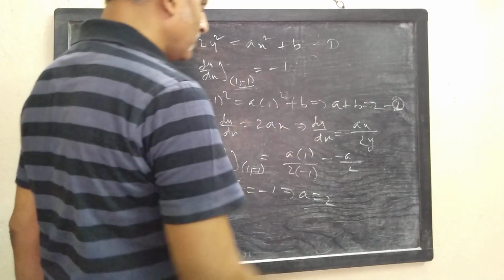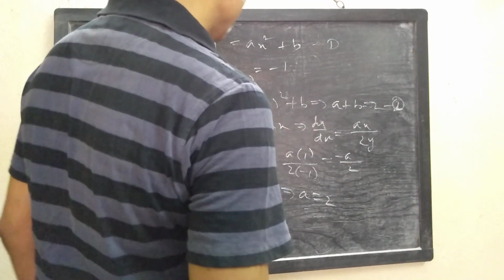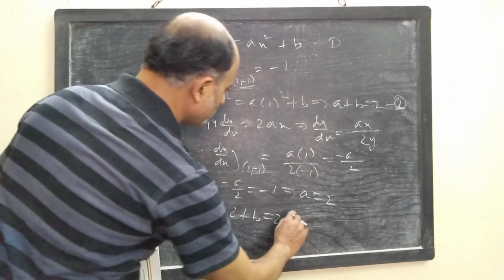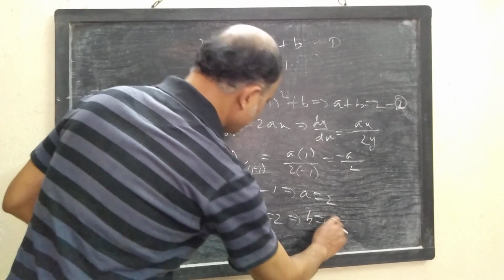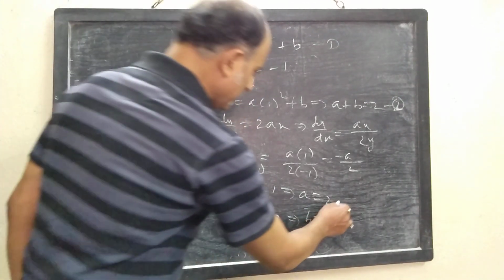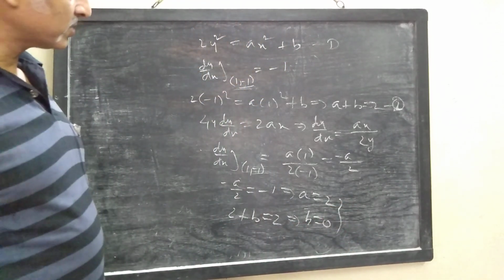Now substituting this value into the first equation, we have 2 plus b equals 2. That implies b equals 0. So finally we get the values of a and b. They are a equals 2 and b equals 0.